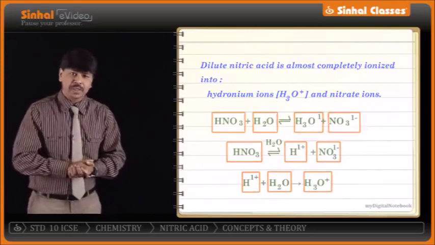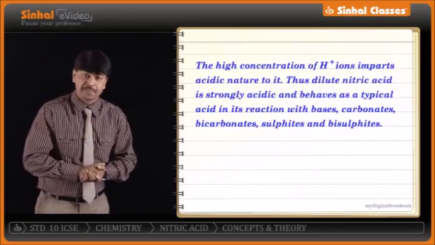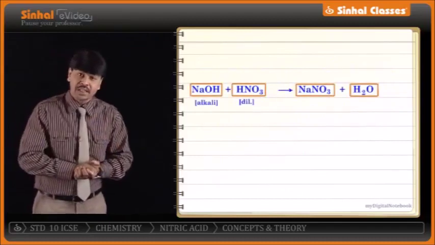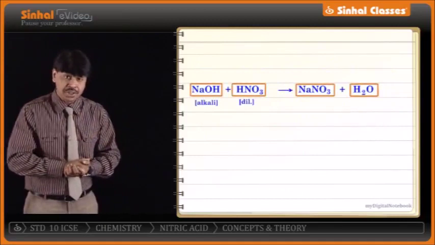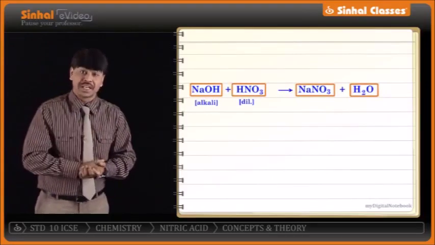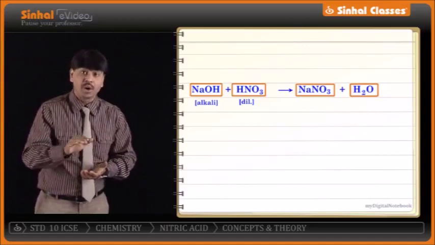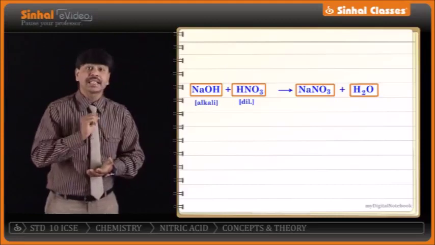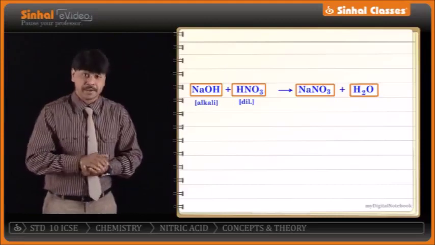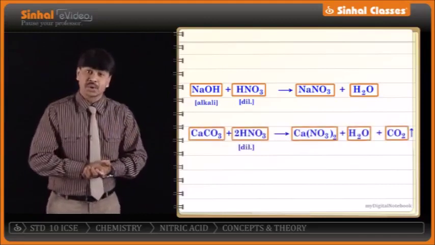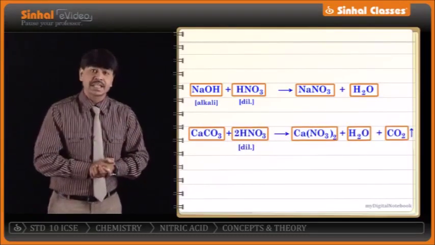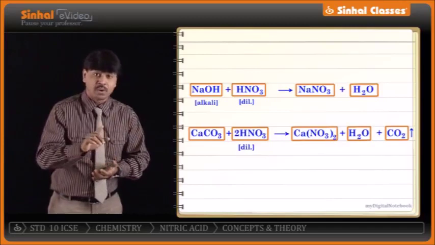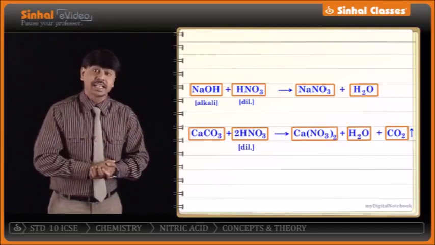Nitric acid reacts with a base, giving the metal nitrate along with water. The reaction goes like this. You take NaOH, a very strong alkali, a base, treat it with dilute nitric acid. It will give you sodium nitrate, NaNO3, along with water, that is H2O. Secondly, it can also react with carbonate of a metal, like calcium carbonate, CaCO3, reacts with nitric acid, HNO3, giving you calcium nitrate, Ca(NO3)2, along with water and also carbon dioxide gas.